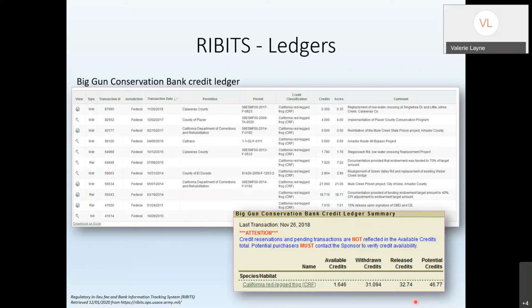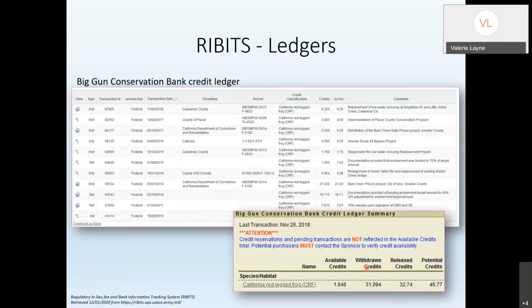So then moving leftward, we have released credits. These are credits that have met some kind of milestone, and so they've had this many credits released. And if we go up here into the ledger, you can see under release, 7 credits were released, which is 15% of the total based on bank establishment right here. That's signature on the instrument and recording the conservation easement. And then there's another release on top of that one. They had documentation provided of funding, the target amount, the long-term stewardship fund, target amount at 40%.